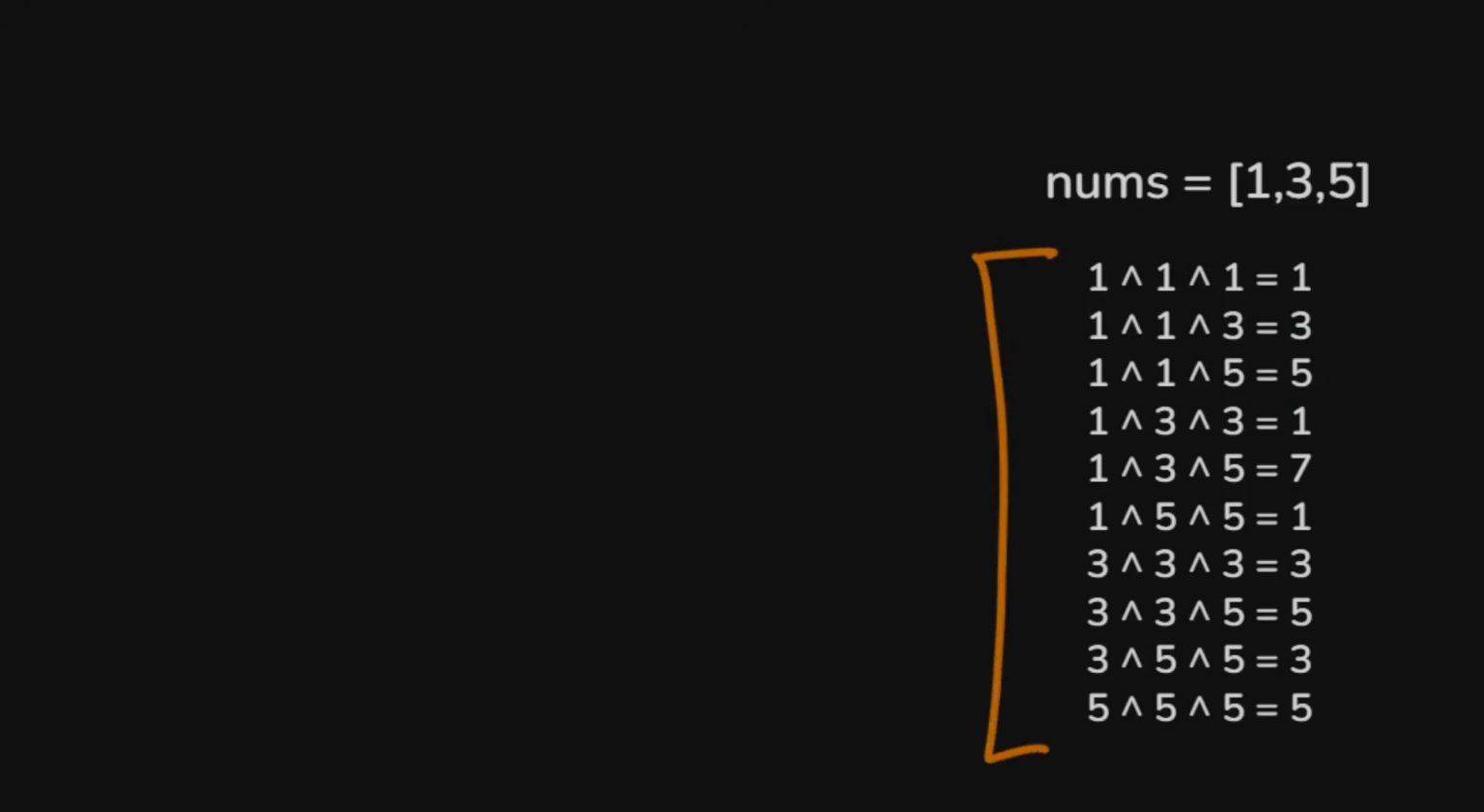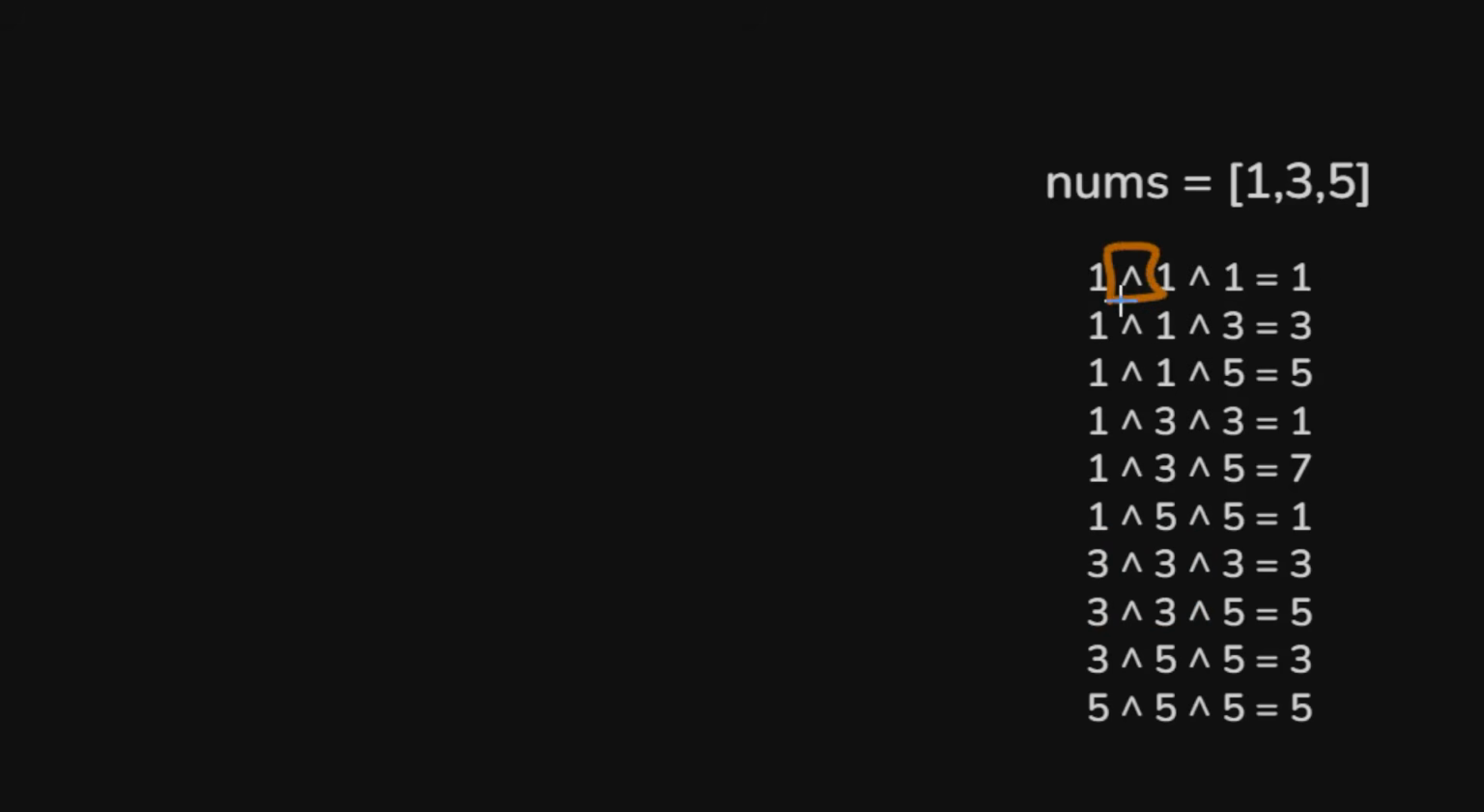As you can see here, we are repeating a lot of pairs. Here we have 1 XOR 1, here we have the same, here we have the same, then here we have 1 XOR 3, and here we repeat the same, then here we have 3 XOR 3 2 times. So maybe we can find a way to avoid these repeated operations.